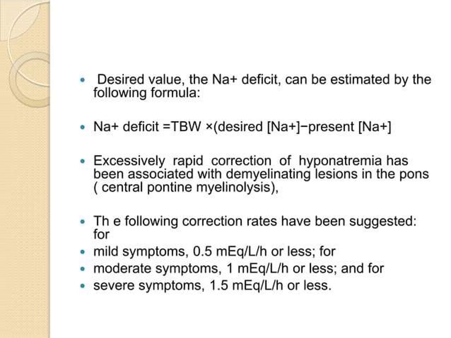The sodium deficit can be estimated by the following formula: sodium deficit = total body water × (desired sodium minus present sodium). Excessively rapid correction of hyponatremia has been associated with demyelinating lesions in the pons, central pontine myelinolysis. The following correction rate has been suggested: for mild symptoms 0.5 per hour, for moderate 1 per hour, and for severe symptoms 1.5 per hour.